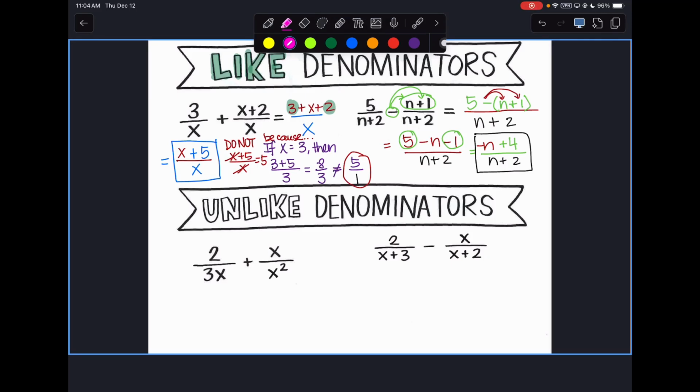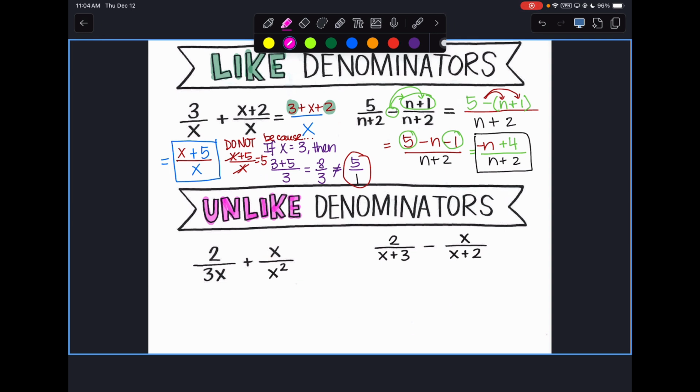Alrighty, so this time is on unlike denominators. Unlike denominators mean that they have different types of denominators. Who remembers how we figured out like denominators when we had just numbers? Do we add or do we multiply to make them the same? Multiply, right? But before you multiply, we always want to check if we could simplify before you multiply.